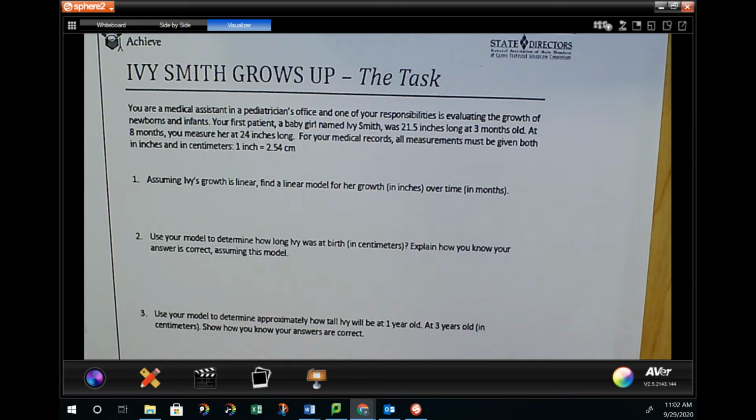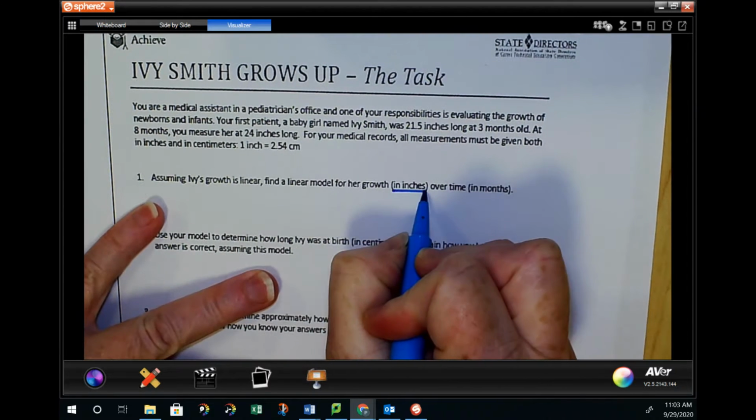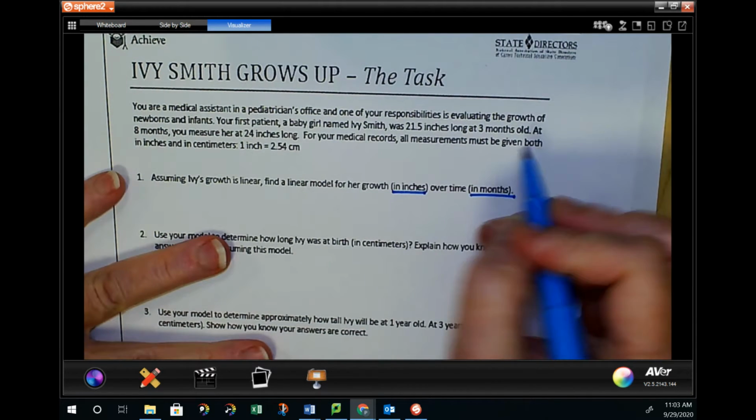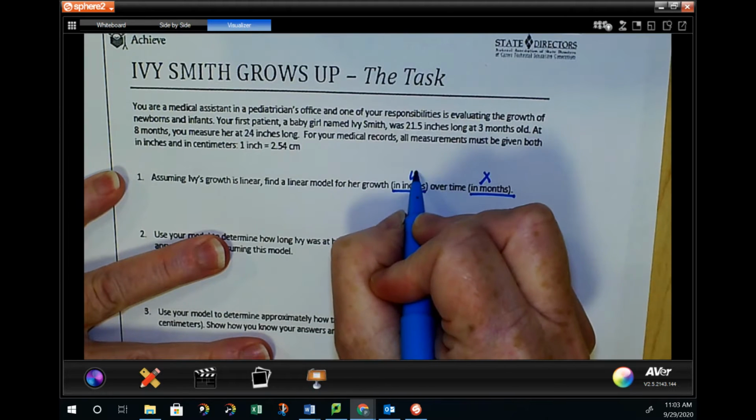When she came in at 3 months old, you found that she was 21.5 inches long. Then again, at 8 months old, she was 24 inches. So assuming Ivy grows linearly, and we're making a huge assumption that she will, this is your inches and this is your months. So basically, this is your X, this is your Y.